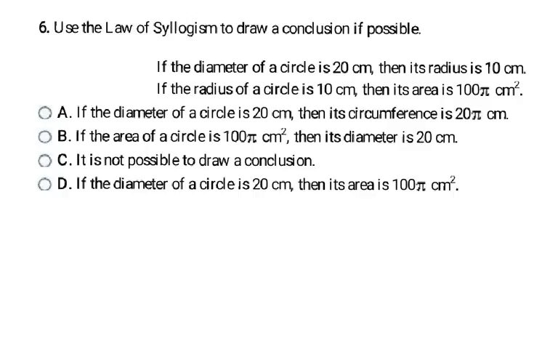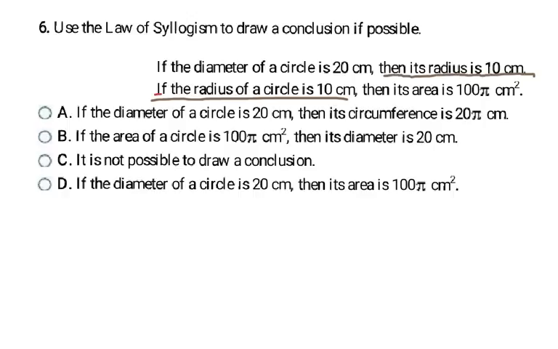Okay, there's another example. We're using the law of syllogism to draw a conclusion if possible. The statements we're given are: if the diameter of a circle is 20 centimeters, then its radius is 10 centimeters. If the radius of a circle is 10 centimeters, then the area is 100 pi centimeters squared. So when I'm looking at the end of my first statement and the beginning of my second statement, it's the same statement.